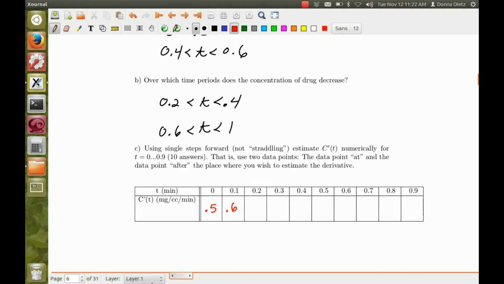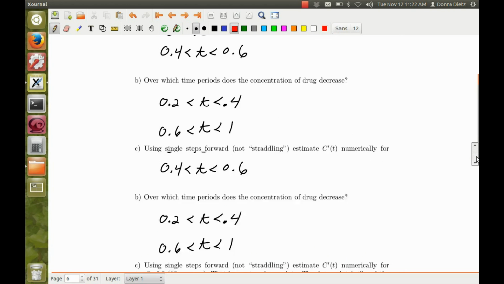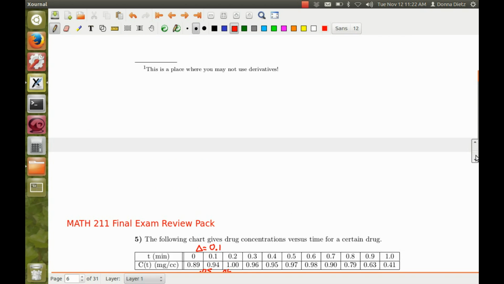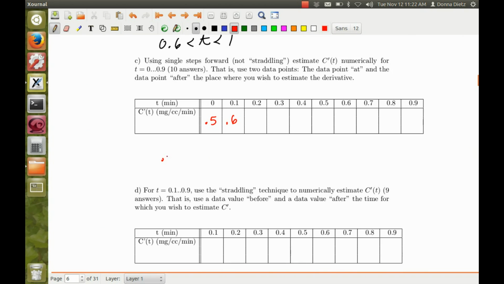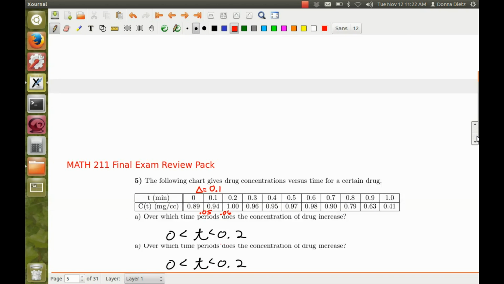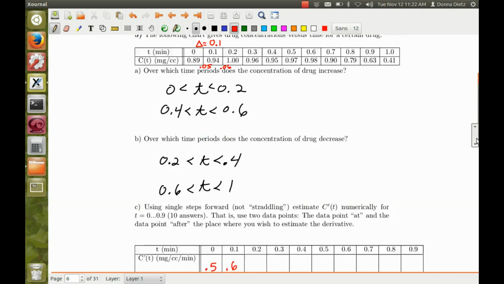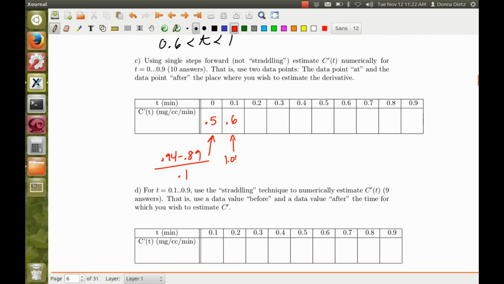So let me write this down. We're doing 0.94 minus 0.89 divided by 0.1. So this is how we get that number. And this number here is 1.00 minus 0.94 divided by 0.1, and so on and so forth.